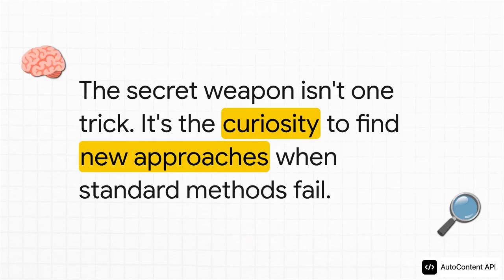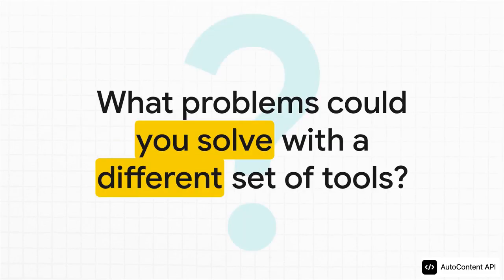The cheat code isn't this one specific trick. It's the mindset behind it. It's about being curious, looking at a problem and saying, what if I don't do it the normal way? It's about building your own unique box of tools. So I'll leave you with this question to think about. Whether it's in math, at your job, or just in your daily life, what seemingly impossible problems are you facing right now that might just be waiting for a different set of tools?